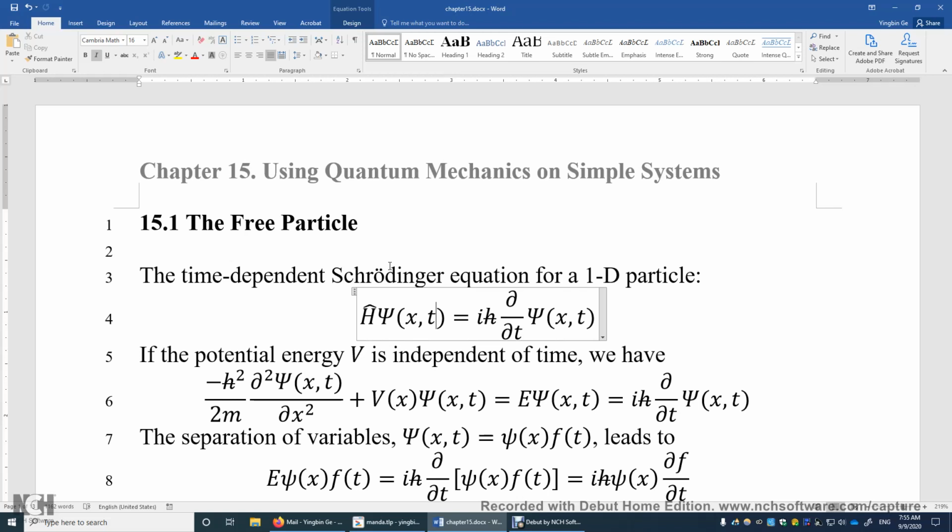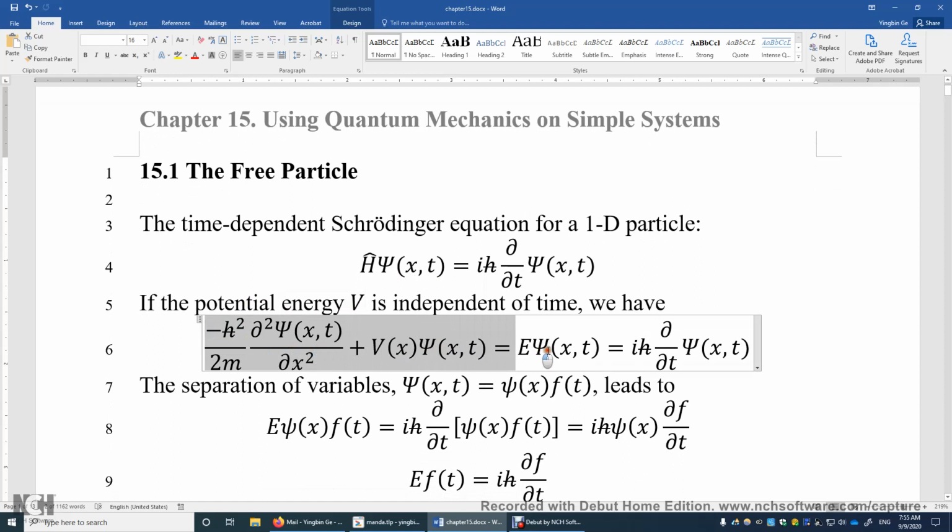For a one-dimensional particle, we have psi as a function of x and t. x is the position of the one-dimensional particle. t is time. Now let's further simplify this time-dependent Schrodinger equation for a one-dimensional particle to a time-independent Schrodinger equation. We can do that only if the potential energy is independent of time. V is the symbol for the potential energy. If V is independent of time, we can write out this equation.